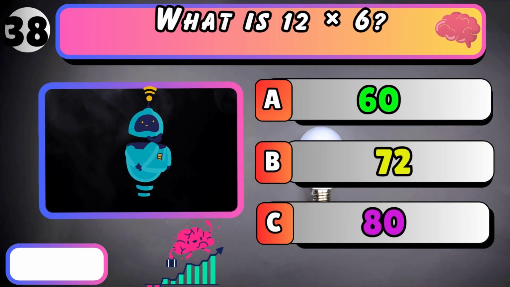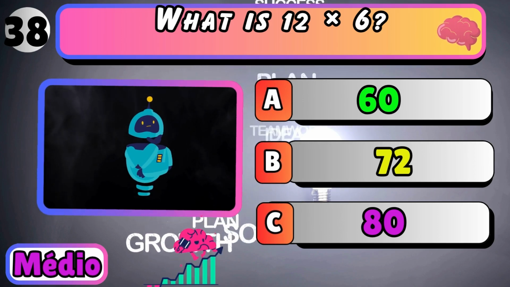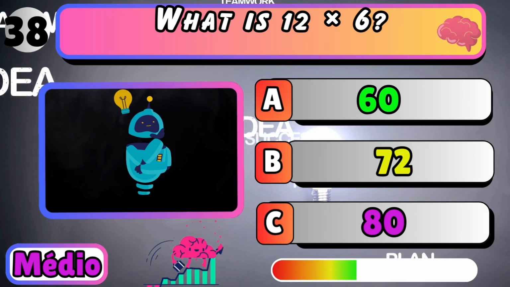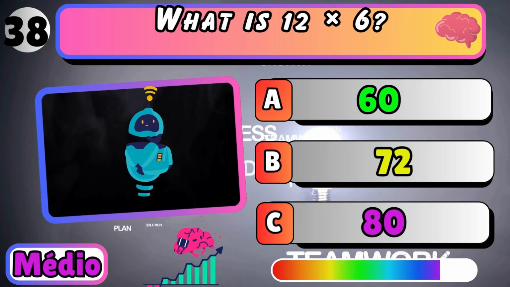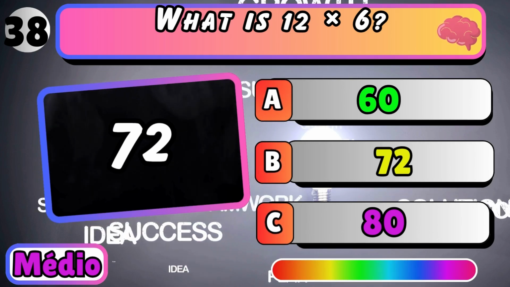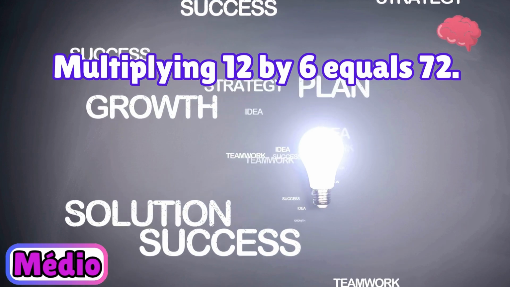What is 12 times 6? 60, 72, or 80? 72. Multiplying 12 by 6 equals 72.